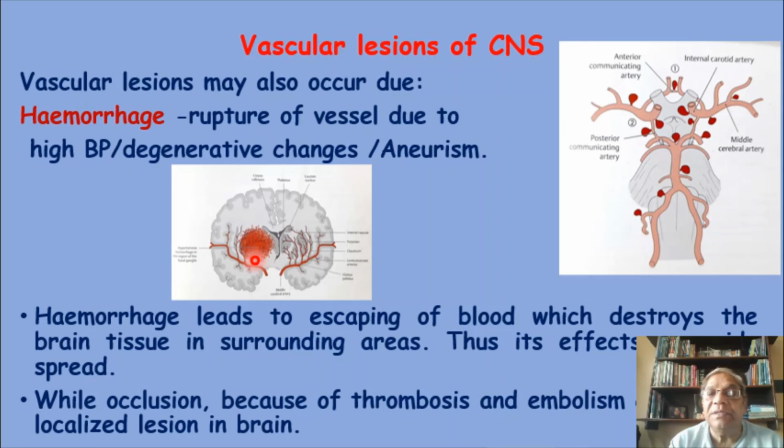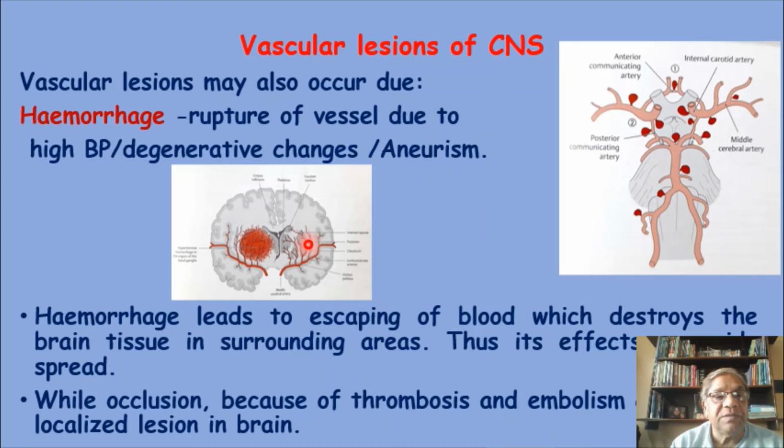Thus its effects are widespread. Why? Because it will destroy a large area of the brain. While if a small blood vessel is occluded or blocked because of thrombosis or embolism, only a little area will be affected. But when the blood vessel ruptures, a large area will be affected, because the brain tissue will die in that area.